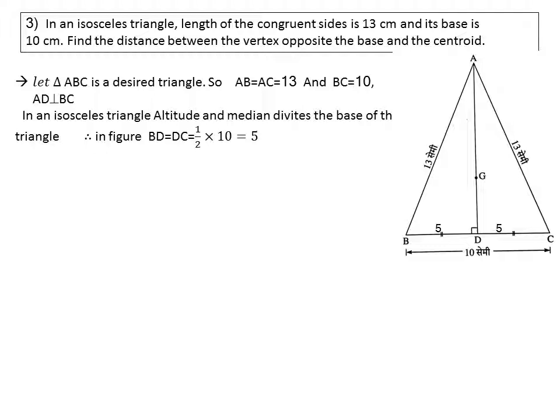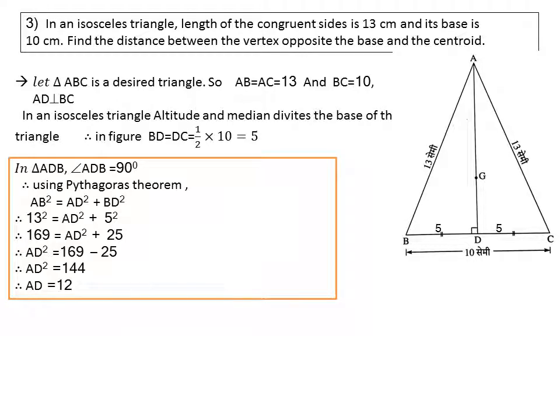So we get BD equal to 5 and DC is also equal to 5. See in the figure, BD is 5 and DC is also 5. Now in triangle ADB, angle ADB is 90 degrees, so we can use Pythagoras theorem. AB square equal to AD square plus BD square.